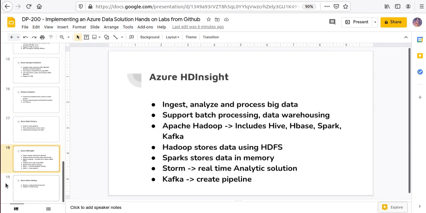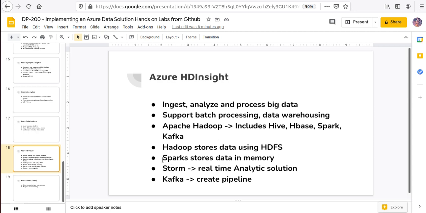The next I want to talk about is the Azure HDInsight. This is for ingesting, analyzing, and processing big data. Azure HDInsight supports batch processing and data warehousing. It includes Apache Hadoop capabilities like Hive, HBase, Spark, and Kafka.